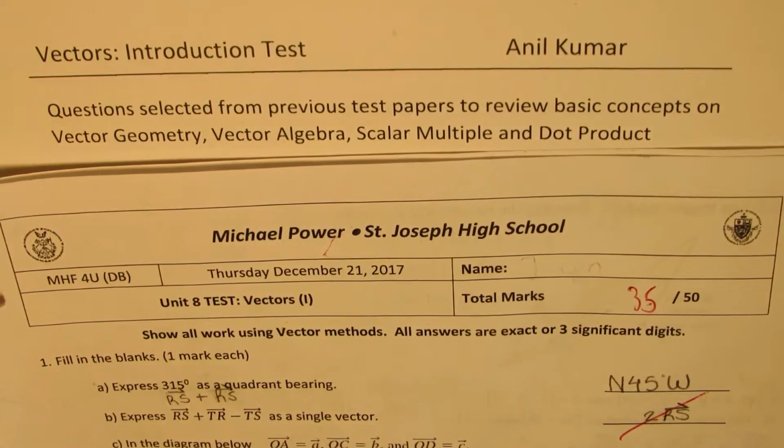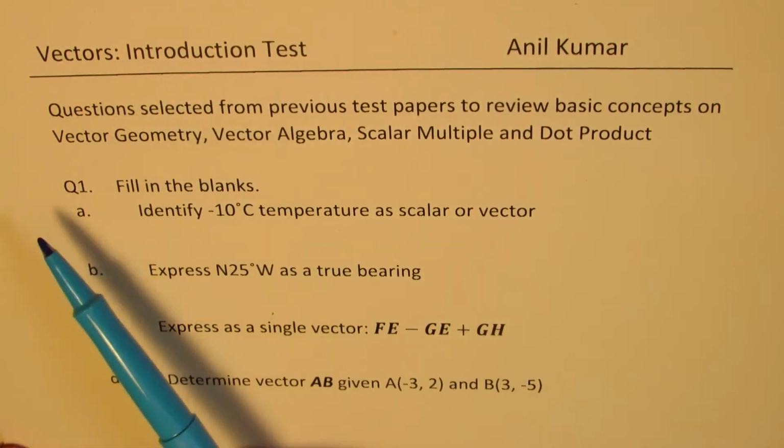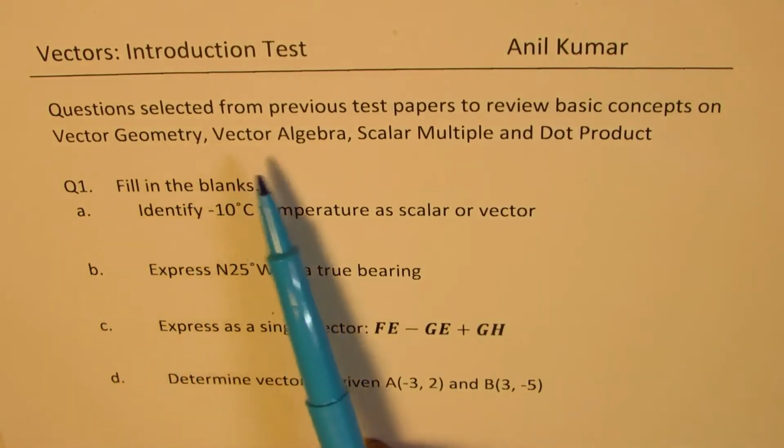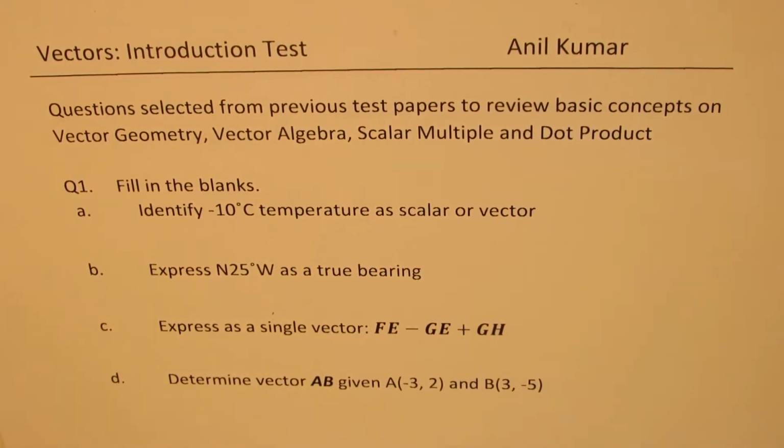In this video, we'll discuss a test paper. I have picked up 12 questions from previous 5 years test papers. These should help you to understand the topic and also improve your performance in the test. The questions here are based on Introduction to Vectors, where we are going to include vector geometry, vector algebra, scalar multiple, and dot product. There are 12 questions in all. You can, in between, anytime, pause, answer the question, and then look into my suggestions.